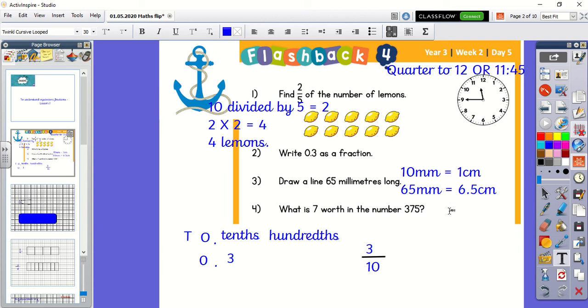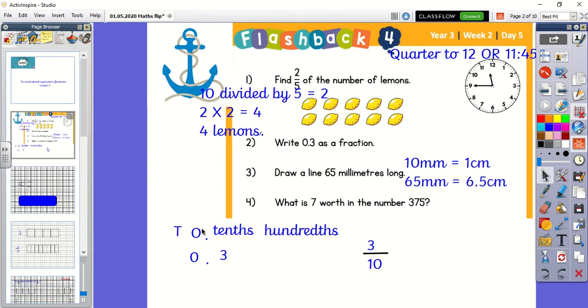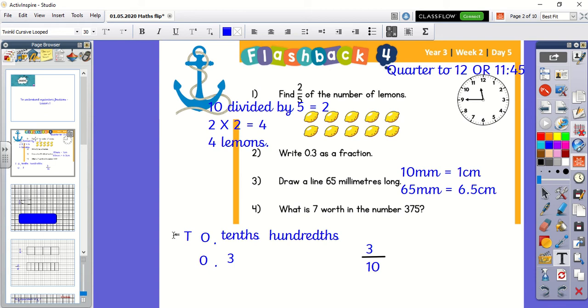And then last question, what is 7 worth in the number 375? Okay, so if you want to go back to use our place value chart, so over here, I'm just going to add hundreds to it.